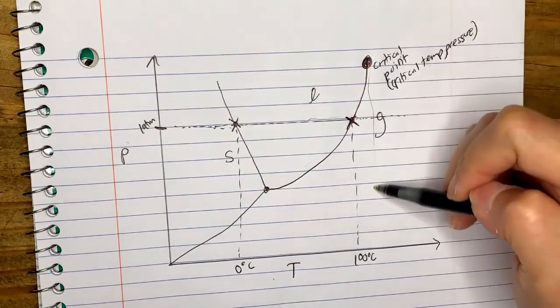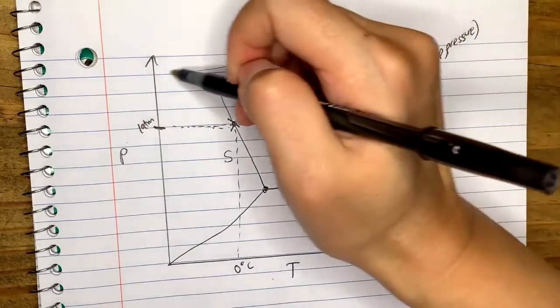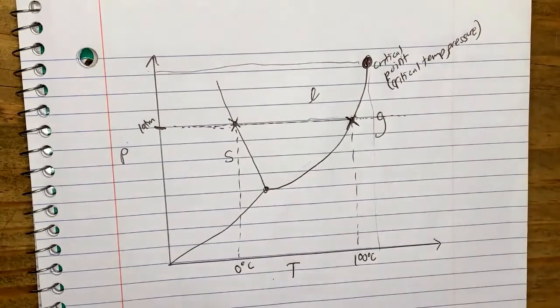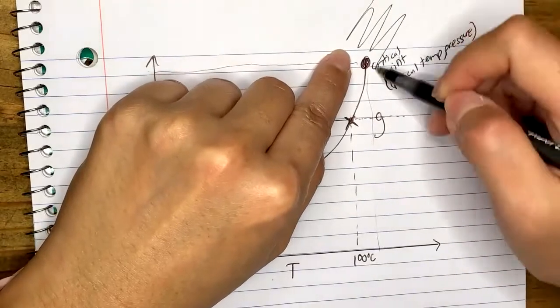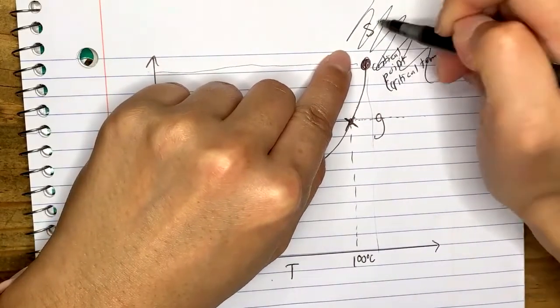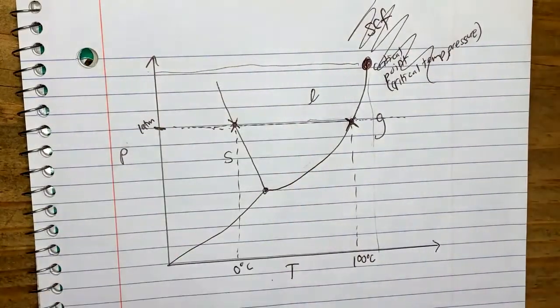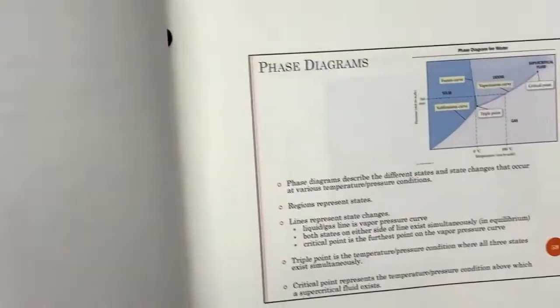So this would be the critical temperature, and that would be the critical pressure right there. Anything above this line right there is supercritical fluid. That's where it exists. So I'm going to show you, because my drawing is not that good. We got slides I can show you from.